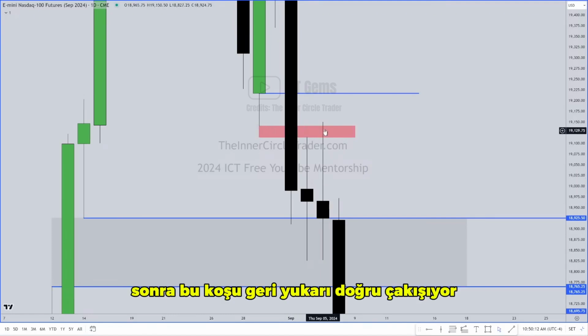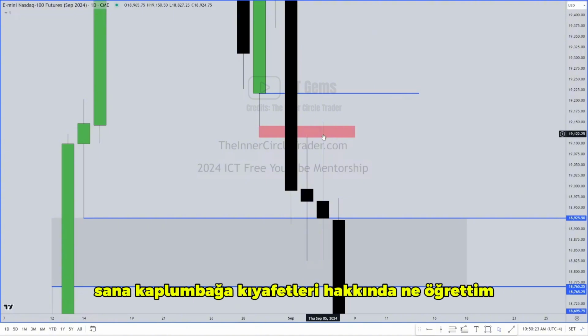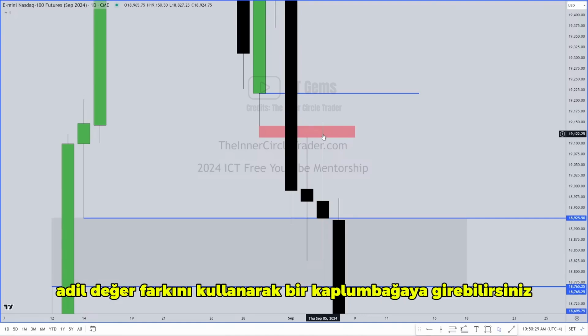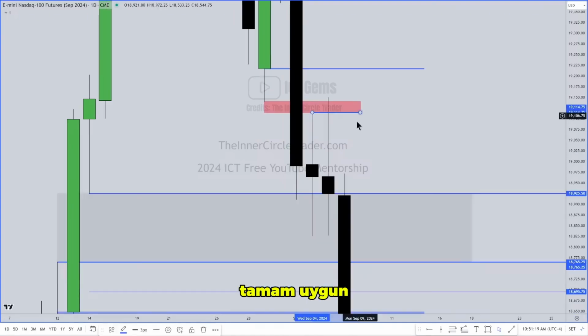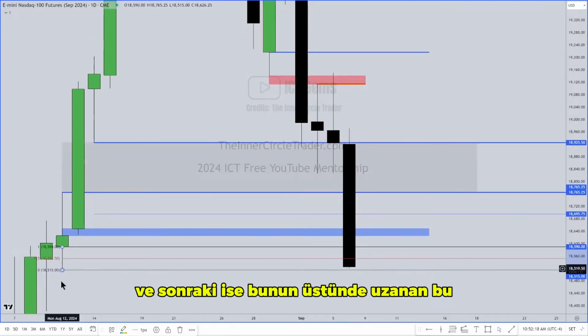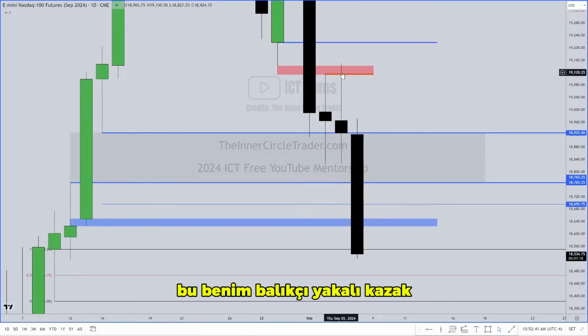Then this run back up into it is overlapping that, even though it wicked and went lower, that delivery right there, that's what I'm studying. What did I teach you about turtle soups? They're reversal patterns and they're continuation patterns. You can use the fair value gap to get into a turtle soup. All right, so my focus and aim was this one, and then the next one is this one. That run above that, that's my turtle soup.